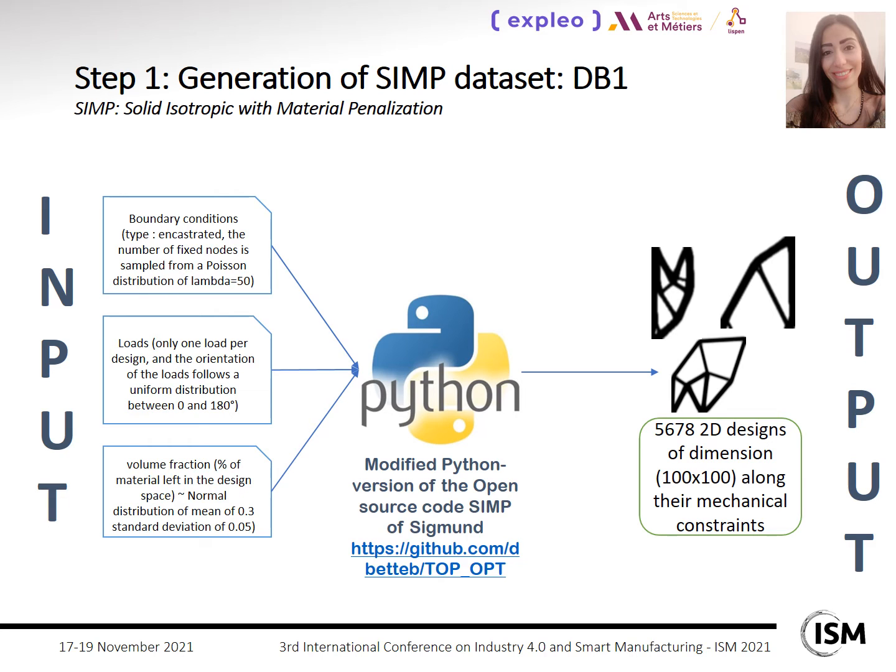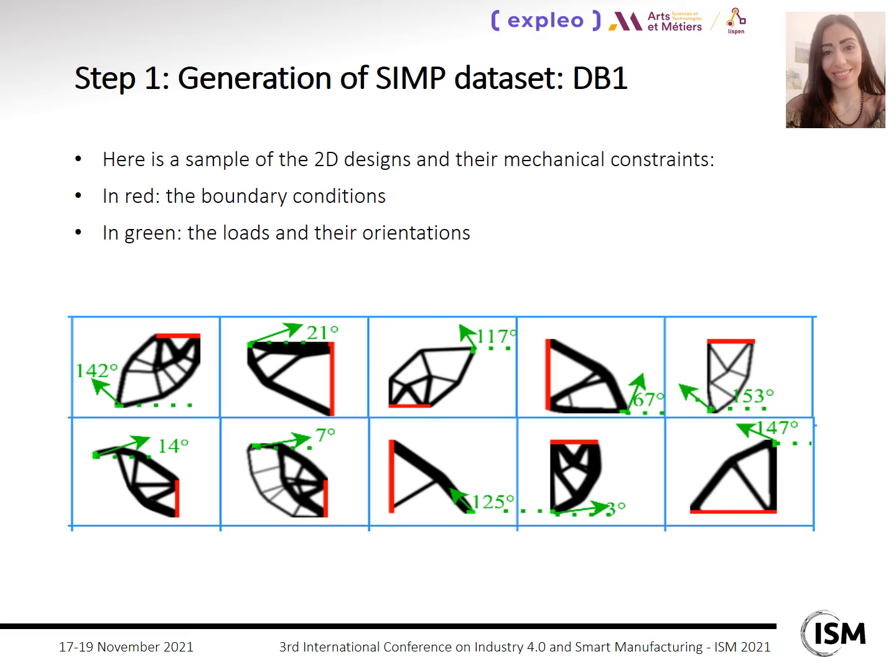This data set consists of about 6,000 2D designs of dimension 100 times 100 and their mechanical constraints. We have separated them into a train and a test set in order to train and evaluate the mechanical conditions predictors in step 2. Here is a sample of 2D designs with their mechanical constraints. In red, it's the boundary conditions, and in green is the load location with its orientation.